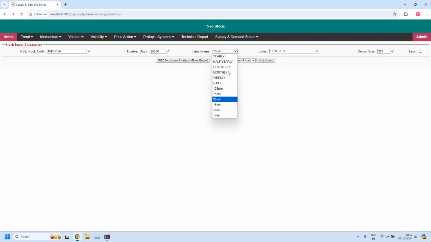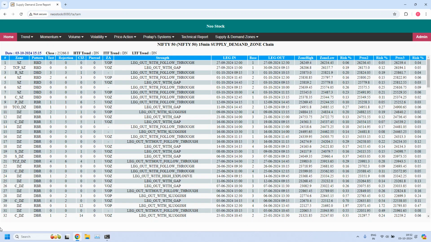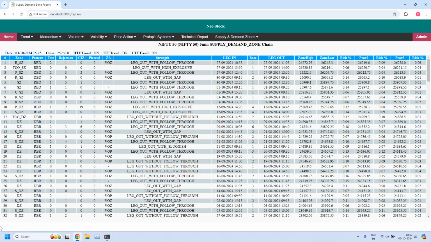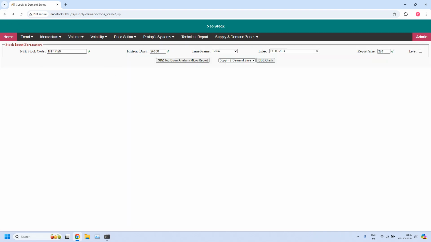Next time frame is 15 minutes, generating the 15 minute supply demand zone chain for NIFTY. Next time frame is 5 minutes, generating the 5 minute chain for NIFTY. So with this we have completed the NIFTY supply demand zone chain. Next, BANKNIFTY, that is nothing but NIFTY Bank.